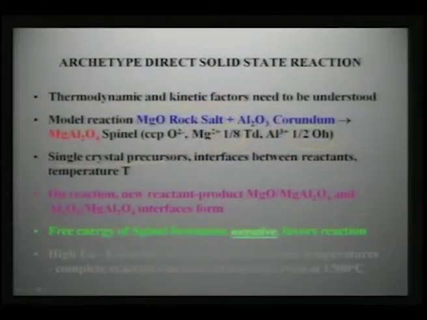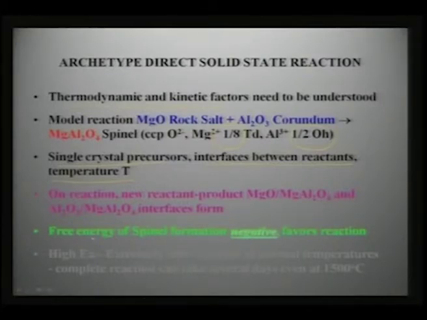And then we should also know the single crystal precursors, whether they are conducive, whether they are defect free, and the interfaces between the reactants and the temperature that is applied for this reaction to occur. On reaction, new reactant-product interfaces, that is MgO/MgAl2O4 and Al2O3/MgAl2O4, form, and progressively, as you see here.